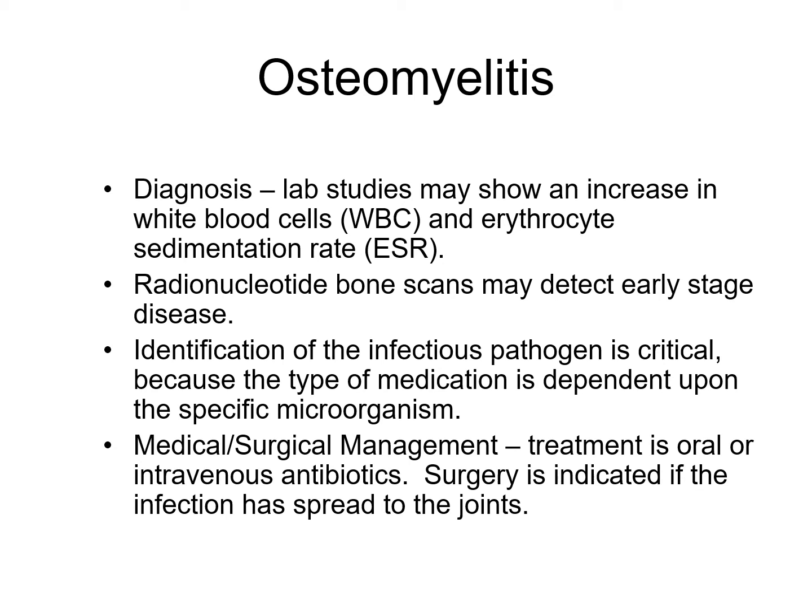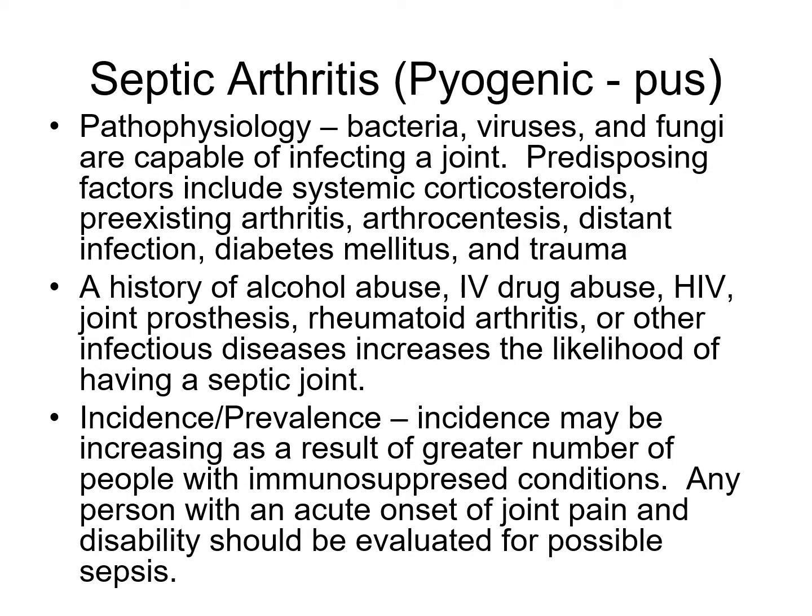And the treatment is oral or intravenous antibiotics, but surgery may be indicated if the joint infection has spread to other joints. Septic arthritis, or pyogenic, meaning pus, has its pathophysiology as a bacteria, virus, or fungus capable of infecting a joint.